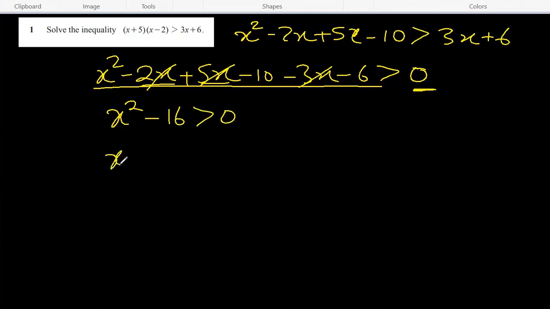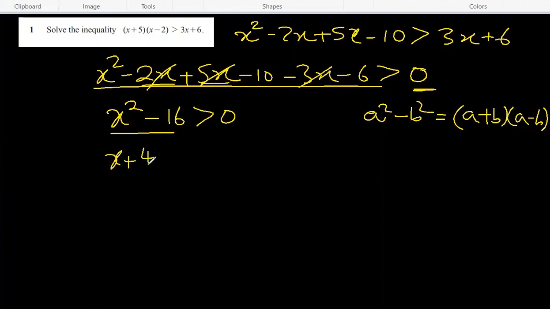And it is the format of a squared minus b squared. So we know if we factor this, it becomes (a plus b)(a minus b). That's a very popular identity. So that's what I will do here. Square root of 16 is 4. So (x plus 4)(x minus 4) greater than 0.